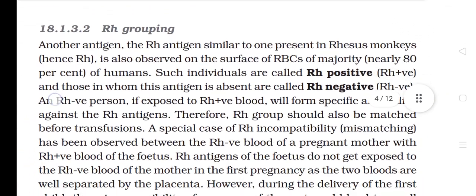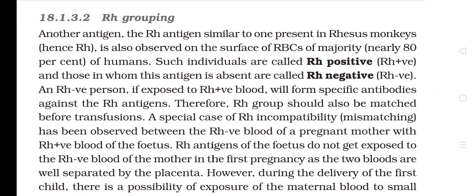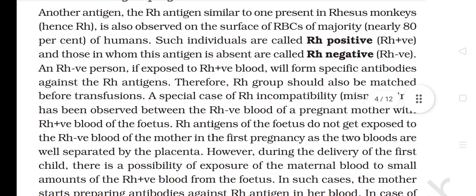RH grouping. Another antigen, the RH antigen, similar to one present in rhesus monkeys, hence RH, is also present on the surface of RBCs of the majority, nearly 80%, of humans. Such individuals are called RH positive, and those in whom this antigen is absent are called RH negative. An Rh negative person, if exposed to Rh positive blood, will form specific antibodies against the Rh antigens. Therefore, Rh group should also be matched before transfusions.